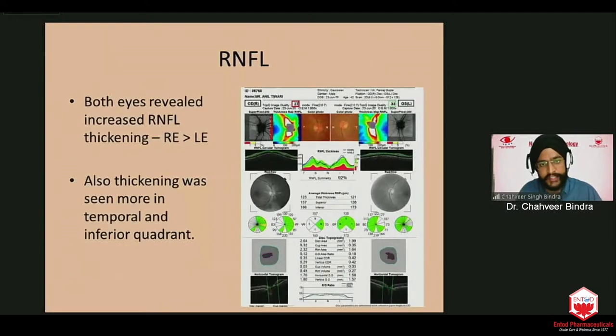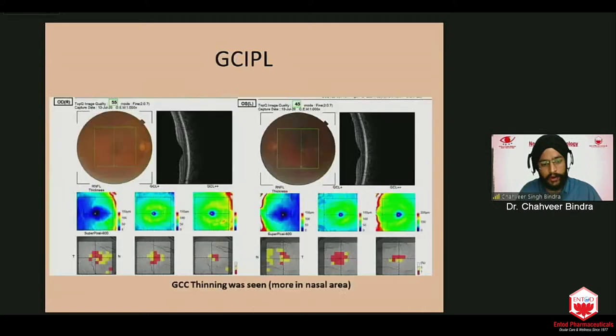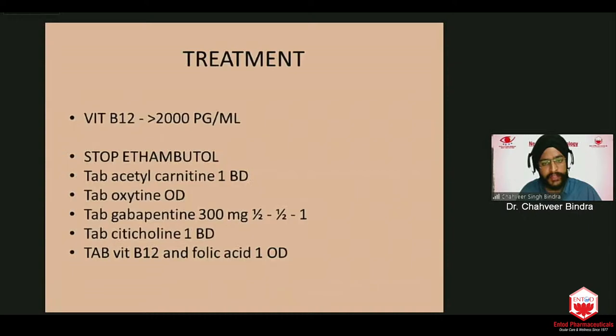When the patient was subjected to OCT RNFL, it revealed increased RNFL thickness, more in the right eye, and the thickness was seen more in the temporal and the inferior quadrant. Also, the ganglion cell complex layer showed thinning, which was seen more in the nasal area. In this case also, the ethambutol was stopped and the treatment was started.